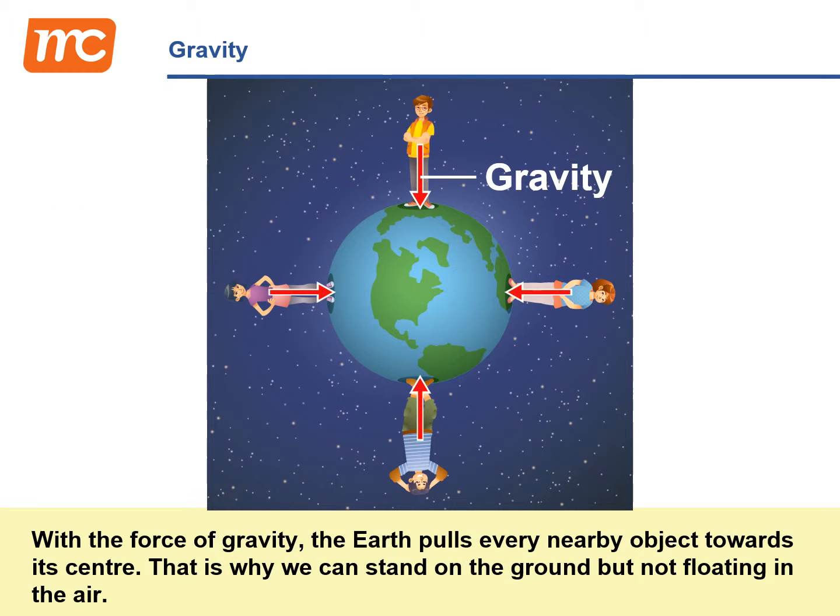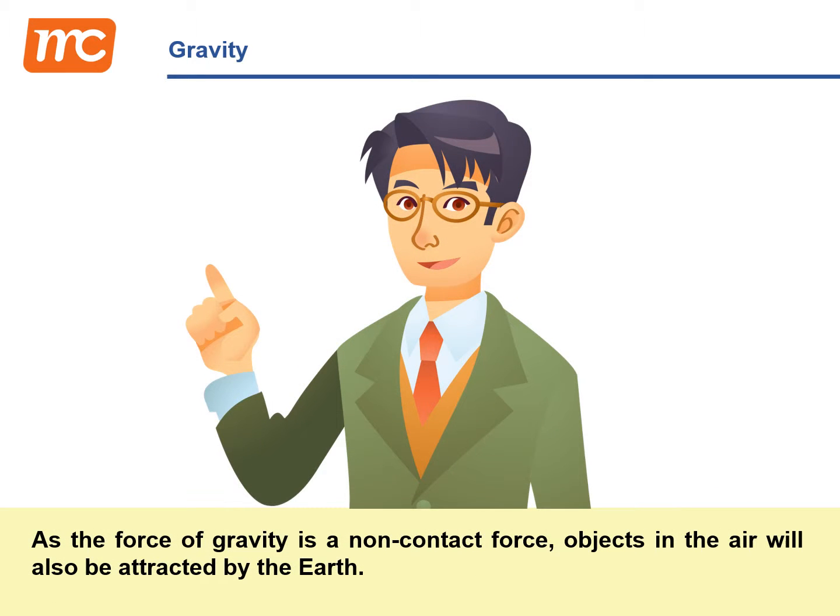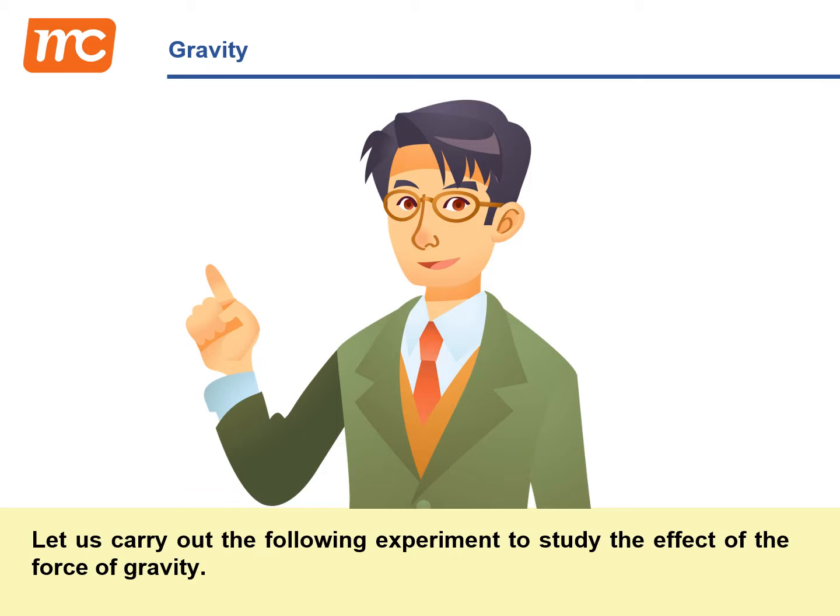With the force of gravity, the Earth pulls every nearby object towards its center. That is why we can stand on the ground but not float in the air. As the force of gravity is a non-contact force, objects in the air will also be attracted by the Earth. Let us carry out the following experiment to study the effect of the force of gravity.